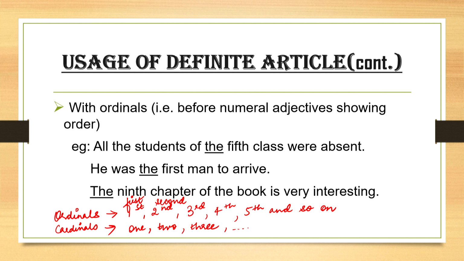So, the definite article is used with ordinals, that is before numeral adjectives showing order. For example, all the students of the 5th class were absent. He was the first man to arrive. The 9th chapter of the book is very interesting. So, here 9th is your ordinal, and hence the is used before 9th.